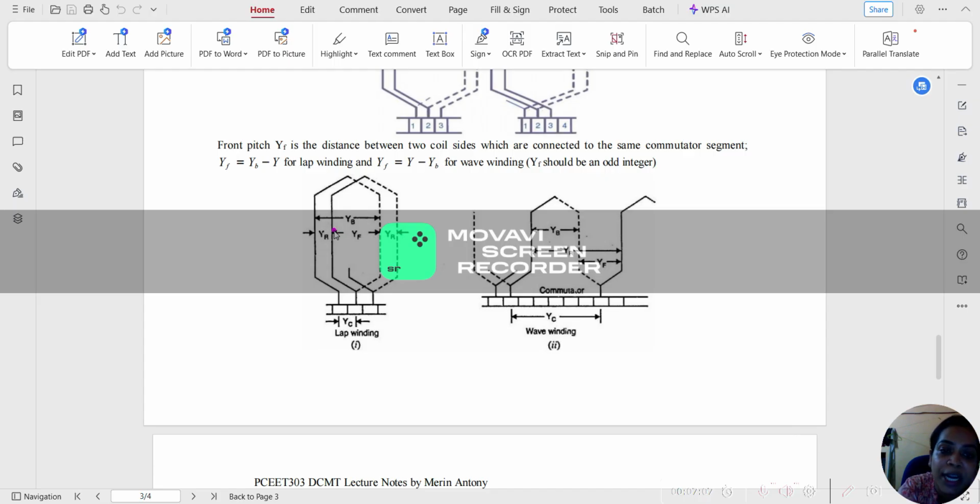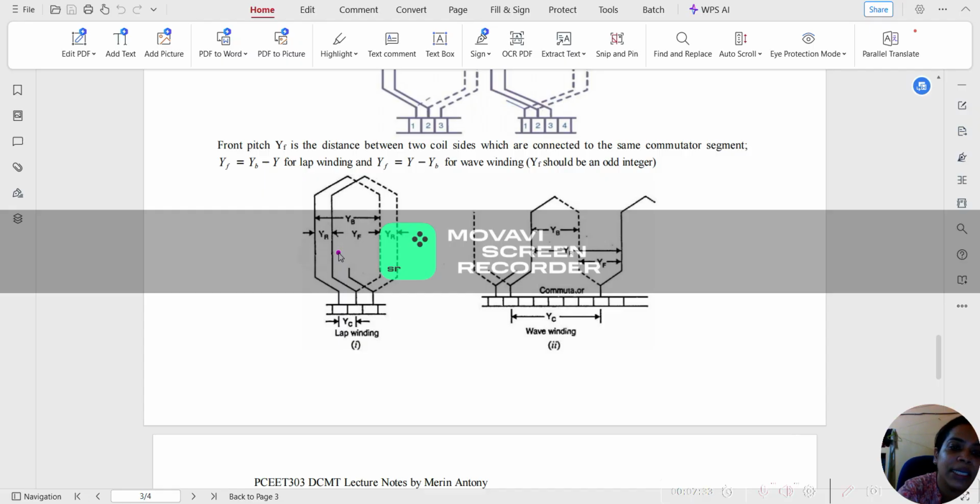Then what is meant by front pitch? You can see this front pitch. This is the distance from the second conductor of the first coil. This is the second conductor of the first coil, right? And this is the first conductor of the second coil. So the distance from the second conductor of the first coil to the first conductor of the second coil, we will be calling front pitch.